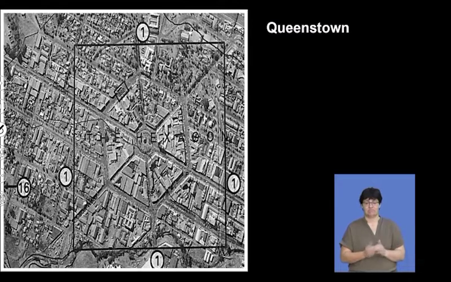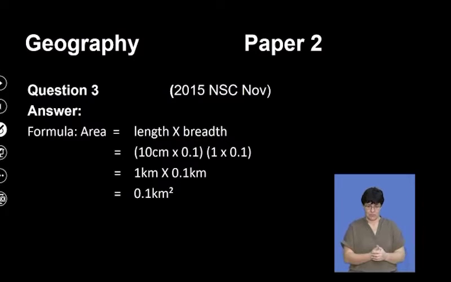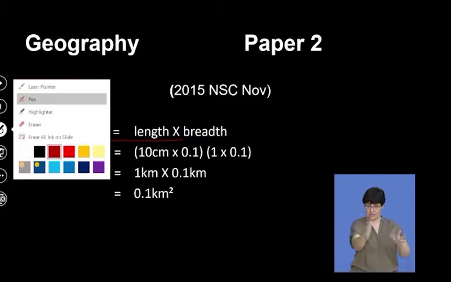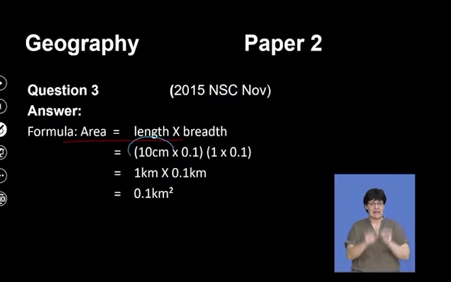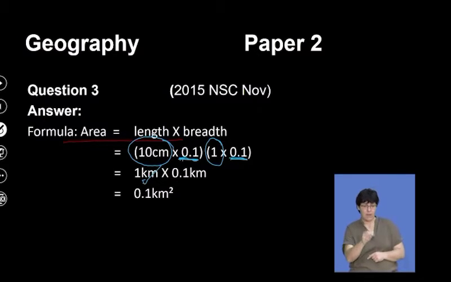Moving on, let's look at the calculation. Note, the formula will always be given. In this example, 10 centimeters was my length, 1 centimeter was my breadth. Note, I'm working to an answer in kilometers squared, and because it's an orthophoto, I am multiplying by 0.1. 10 centimeters times 0.1 is 1 kilometer, and 1 centimeter times 0.1 is 0.1 kilometers. Always note, 1 times 0.1 is 0.1.